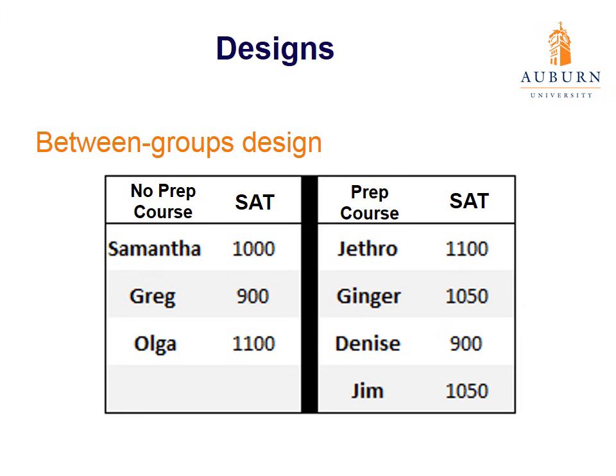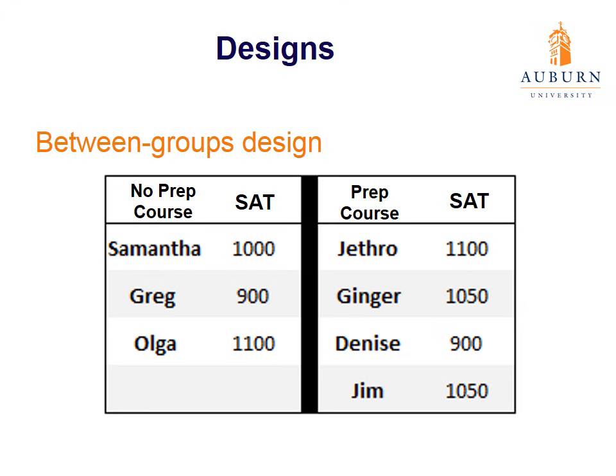Notice here that the subjects are completely independent of each other, that there's nothing relating Samantha with Jethro or Ginger with Samantha or Olga with Denise. They're completely different independent observations or people. And so we can't subtract their SAT scores from each other. We have to treat them separately.